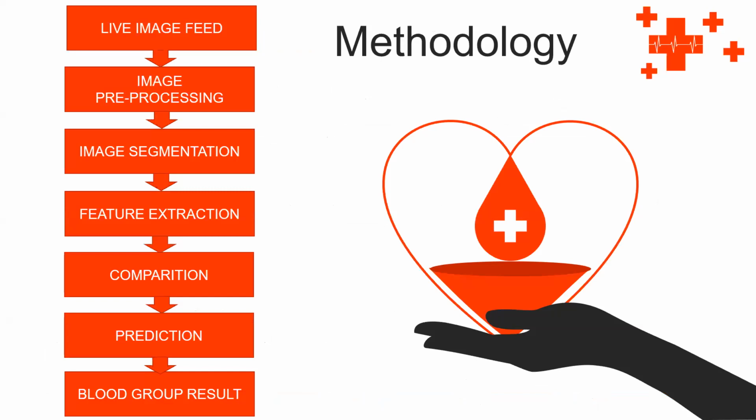So moving to the methodology, the system undergoes this process. The first step is to capture the blood sample image and feed it to the system. Once the user loads the image, the system starts functioning. It undergoes image preprocessing techniques, image segmentation, feature extraction, comparison, classification, prediction, and then the result.